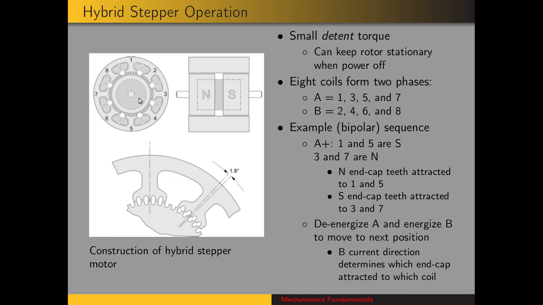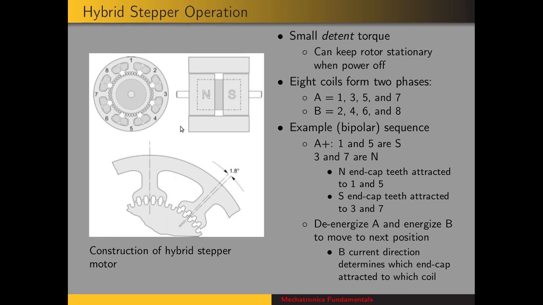Let's consider an example sequence to have the rotor move, or have the stepper motor take some steps. Say we begin with coil A energized so that 1 and 5 are polarized south and 3 and 7 are polarized north. In that case, we're in the position shown here, where the north end cap teeth on the rotor are aligned with poles 1 and 5, and then the south end cap teeth, which aren't shown, would be aligned with poles 3 and 7.